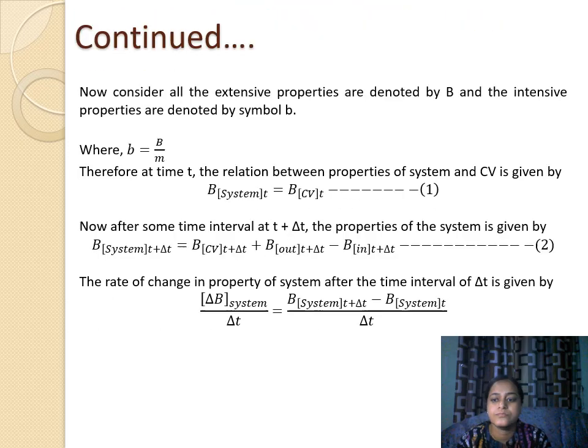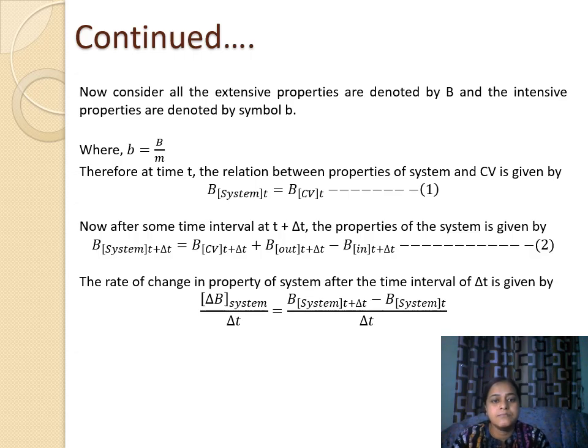So, we consider all extensive properties denoted by capital B, and here the intensive properties can be denoted by the symbol small b. So in this case, small b equals capital B by small m.